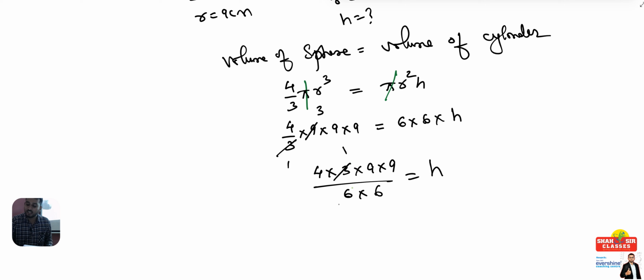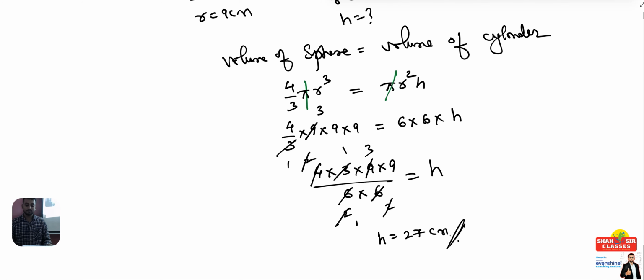See here, 3 1s are, 3 2s are, 2 1s are, 2 2s are. Correct now? 3 2s are, 3 3s are, 2 1s are, 2 1s are. Now what is left out, sir? 3 is left out, 9 is left out. Isn't it? All denominators are 1 and 1. So the height is 3 into 9, 27 centimeters. Did you understood? Have you understood this type of sums, how you should calculate? Good.